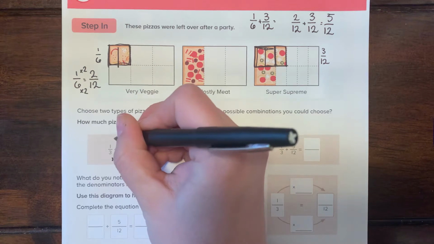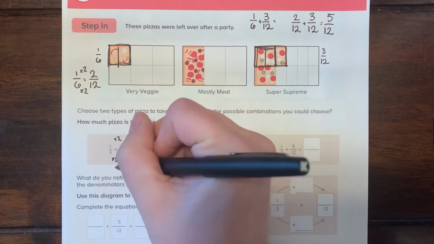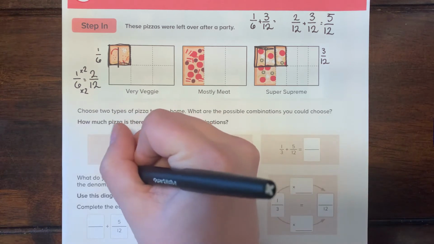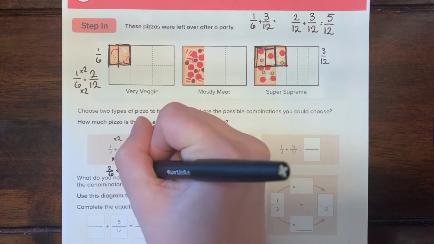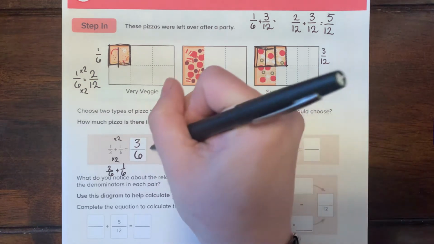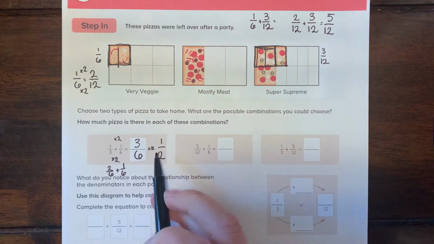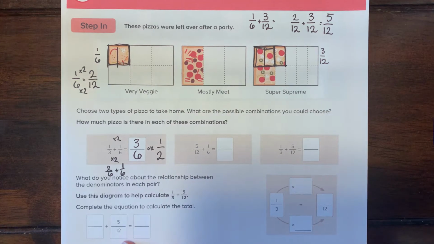Oh, we need to do times 2 up here. So that changes our 1/3 to 2/6 plus 1/6, which is 3/6, or 1/2. But you don't have to do that. I'm just showing you that. Alrighty, now we're going to do this one.